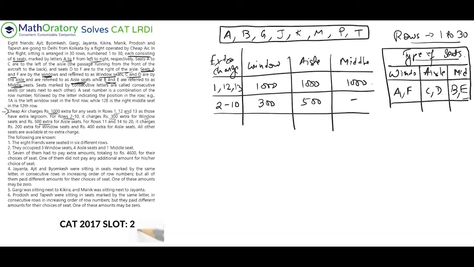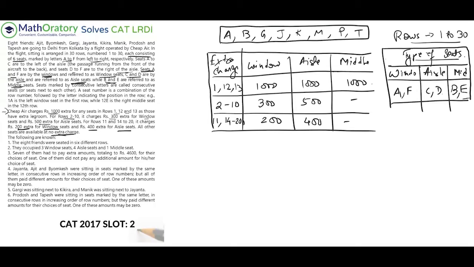11 and then 14 to 20. They are charging 200 extra for window and 400 extra for aisle seats, nothing else. So all the others are available at no extra charge. So this might come in handy.